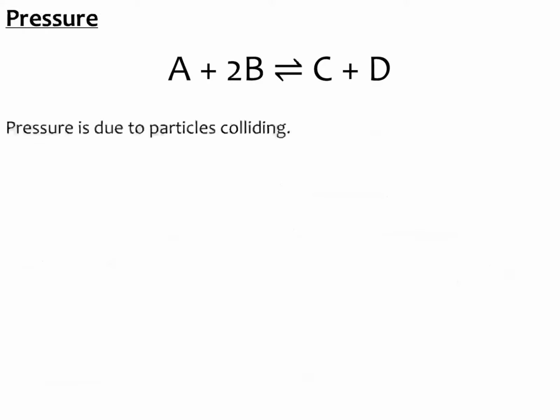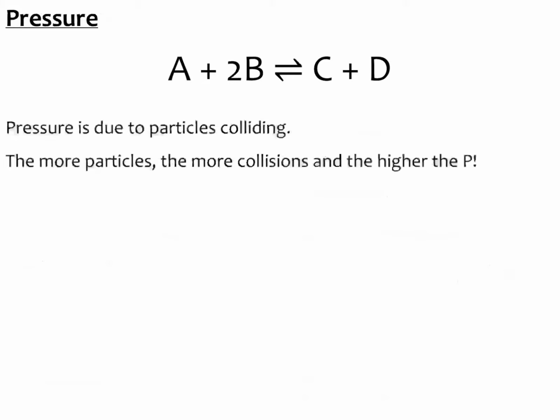Looking at pressure next, we've got a slightly different reaction here. We've got A plus 2B forming C and D, and pressure is due to particles colliding. The more collisions there are, the higher the pressure. Now, if we decrease the pressure of this system, we need to think what would happen.